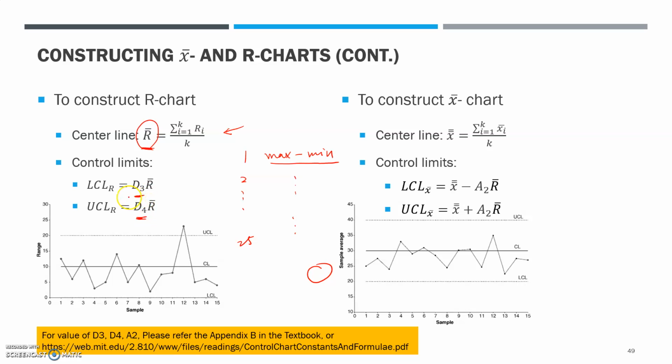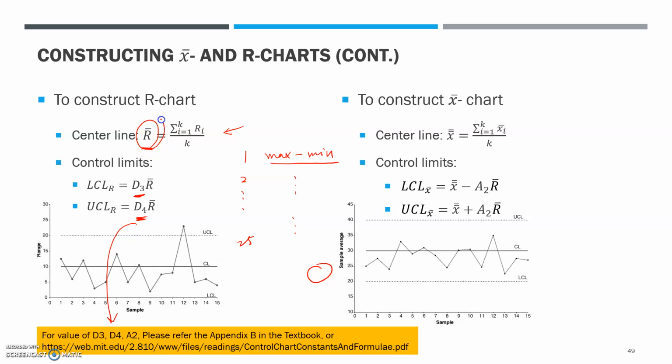These are some constants you can use to construct control limits. For these constants, you need to look up the table. You can look it up either in the textbook Appendix B or from this link, or you can just search Google for control charts, D3, D4, and I think Google will give you a lot of relevant results you can look up.